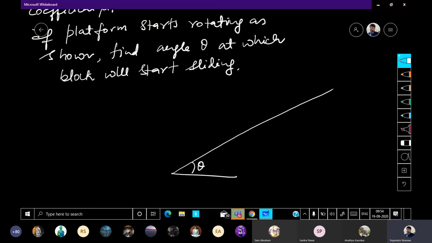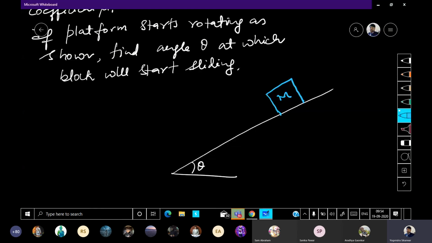Let me tell you one secret, everyone. In physics, if they ask at what angle, at what time, at which moment, what you need to do is assume that that moment has come and see what is happening at that moment. So for example, now I am assuming that the angle theta has reached and the block is about to slide.